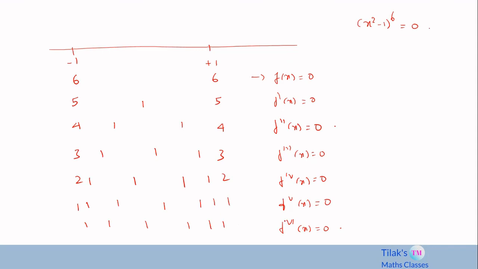So, the sixth derivative of the function equated to 0 will have at least 6 distinct real roots.